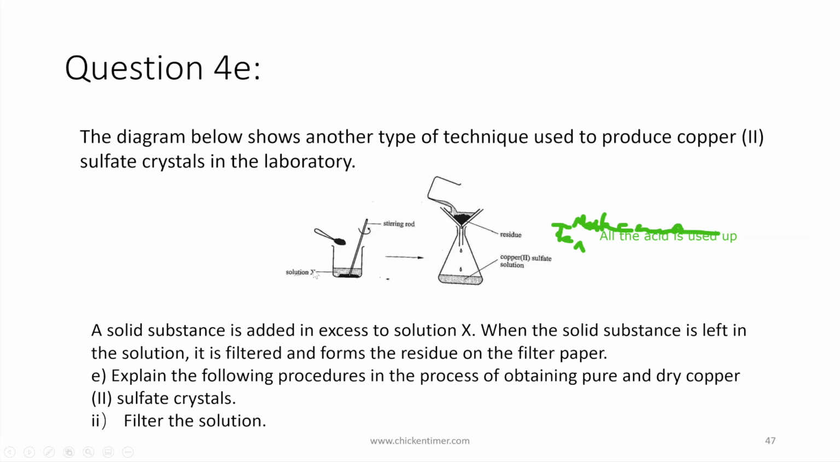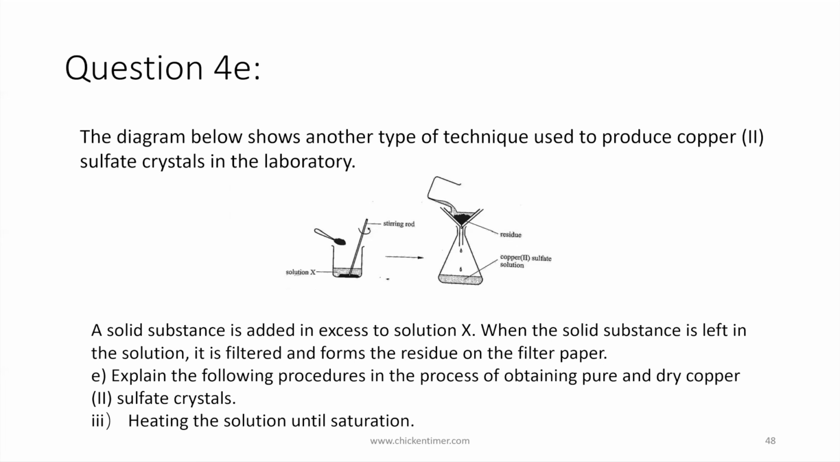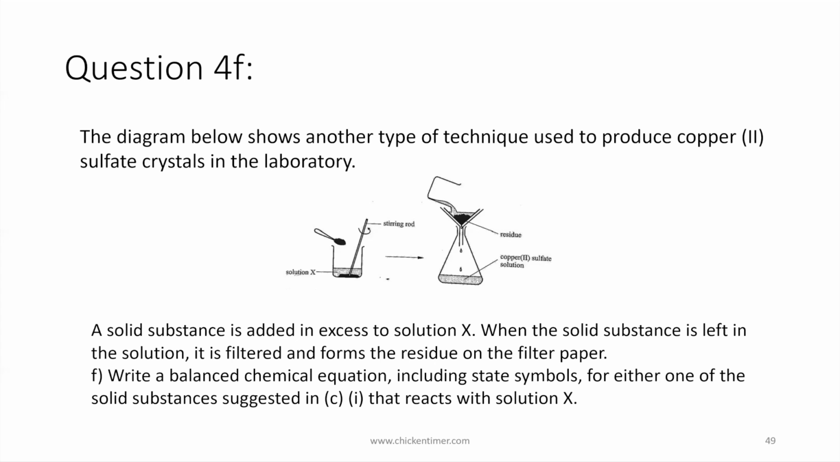Filter the solution. Heating the solution until saturated, to allow crystallization of copper sulfate easily. Okay, this. Write a balanced chemical equation. So you start with your word equation, then your balanced chemical equation. I want to see the working.